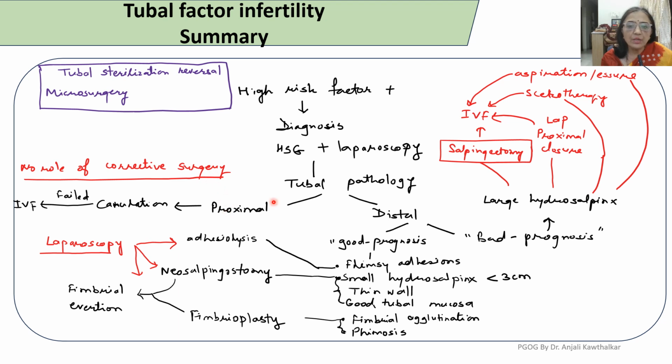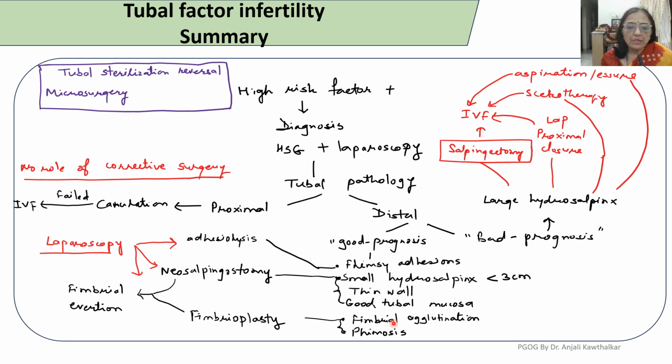So there is no role of corrective surgery for a proximal tubal block, is the most important concept. Whereas distal tubal block, we divide it into good prognosis and bad prognosis cases. Good prognosis cases are where the adhesions are flimsy. If there is a hydrosalpinx, it is a small hydrosalpinx with a size less than 3 centimeters. Walls of hydrosalpinx are thin, and good tubal mucosa is present with presence of mucosal folds also. It can be visualized. In such a case, the prognosis of reconstructive surgery is good.